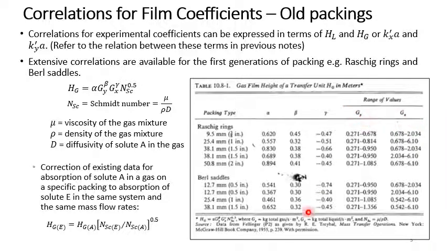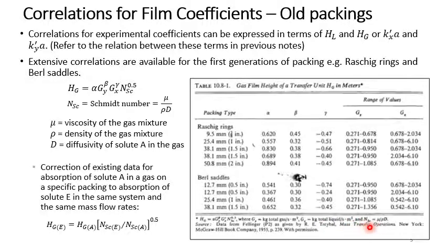These are the values of mass flow rate of the liquid and of the gas. GY is the kilogram of total gas per second per unit area per meter square, and GX is the mass flow rate in terms of kilogram of liquid per second per meter square per unit area.